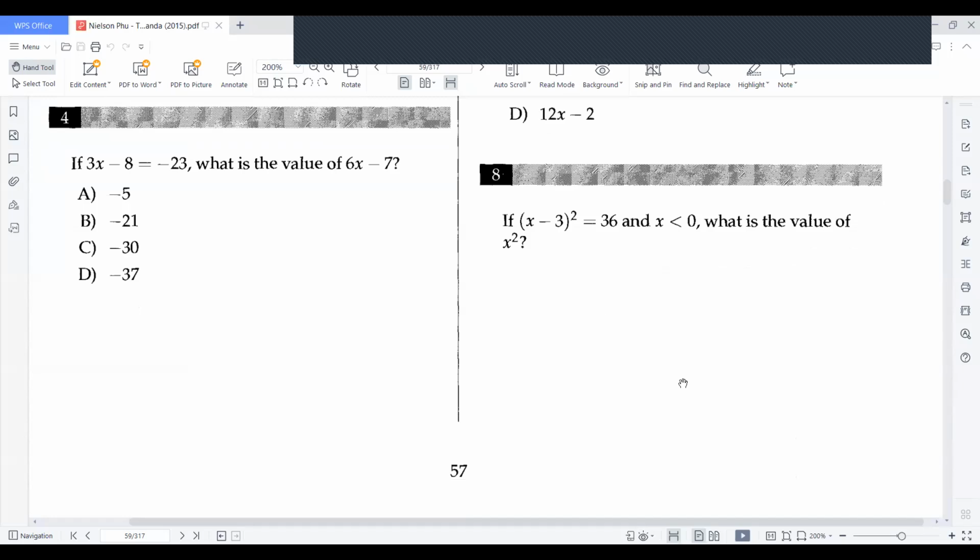Okay, if x minus 3 squared is equal to 36 and x is less than 0, what is the value of x squared? How do you guys approach this? First thing I will do, I'll take the square root of both numbers. So it's x minus 3 equals 6, which leaves me with x equals 9. 9 squared is 81. Correct?